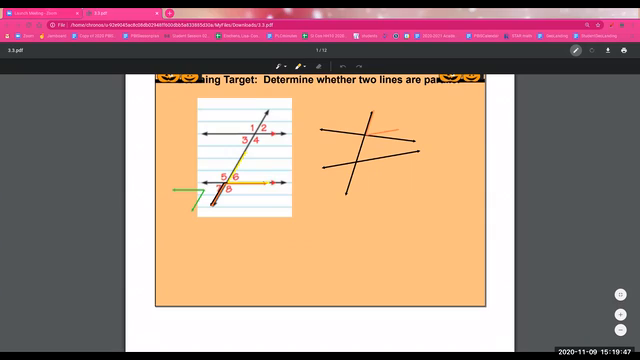We learned in section 3.2 that if you have parallel lines, like these two lines here, the corresponding angles, like angle 2 and angle 6, are congruent. They're the same size. Now, look at what happens over here, when you have two lines that are not parallel.